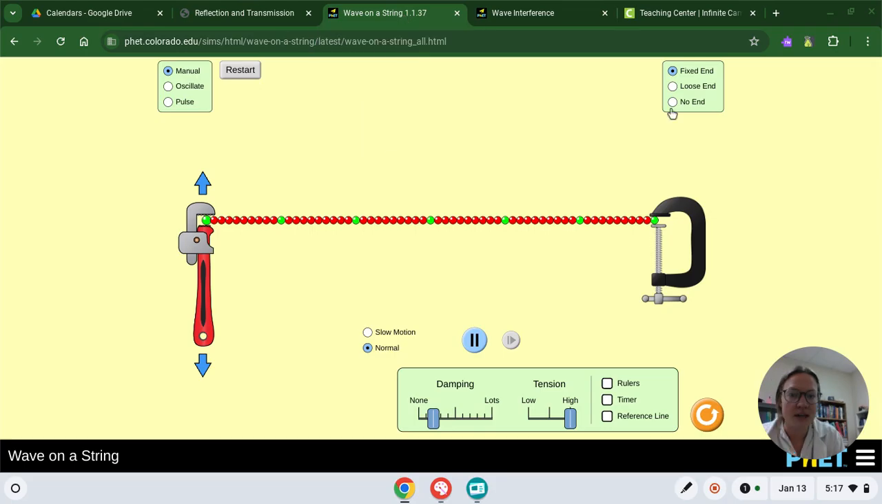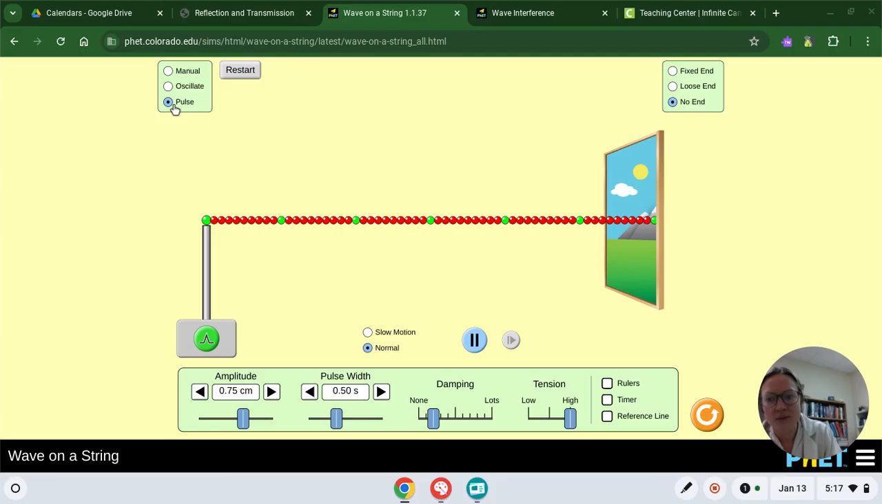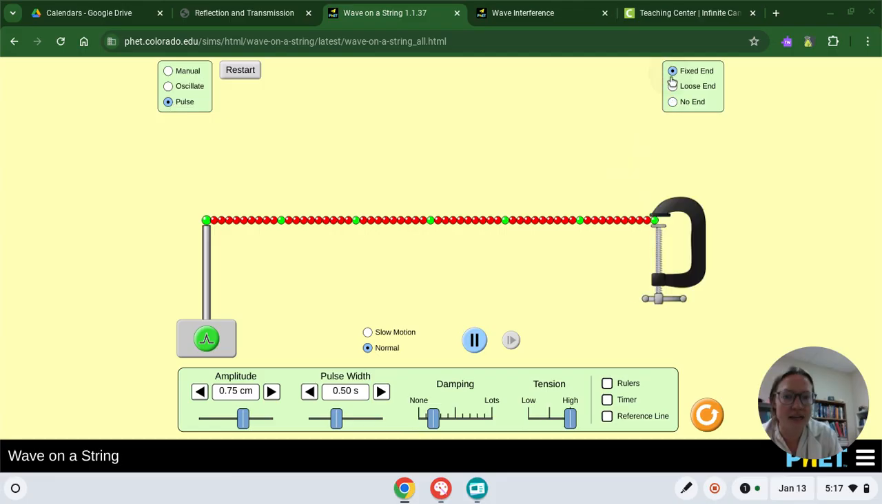Now, yesterday when you saw the simulation, we had no end here. It was just going out a window. But today what we're going to do is we're going to put it on the pulse mode, and then we're going to start by giving it a nice fixed end here. So now the end is nice and clamped down. It has nowhere that it can go. And what we're going to do is we're going to send a little wave pulse through.